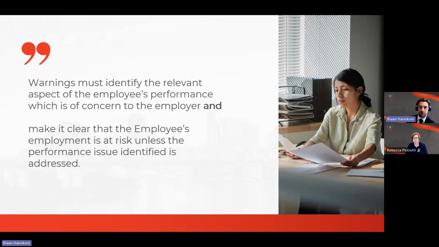So very crucially, the warning must identify the part of the performance that must be improved and that the employment is at risk unless it is addressed. Again, common sense does not exist. Nothing is obvious. Nothing is apparent.